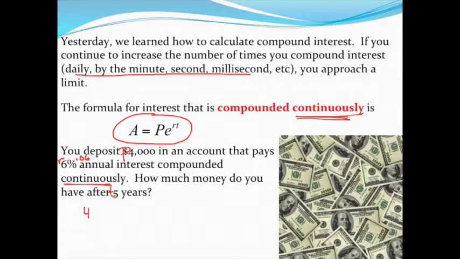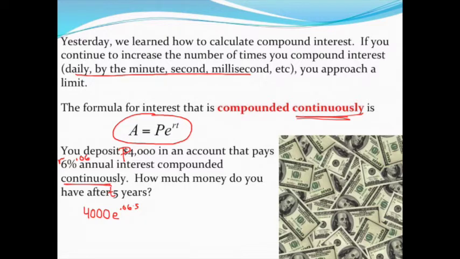So 4,000 is my principal. I'm starting there. There's nothing to plug in for E. E is not a variable, it's a number. So I'm going to write E down, and I have that E button on my calculator. My exponent is going to be 0.06, the rate, times the time that this is in there for, so that's 5 years. Okay, so go ahead and grab your calculator to make sure you can get the same answer that I get.